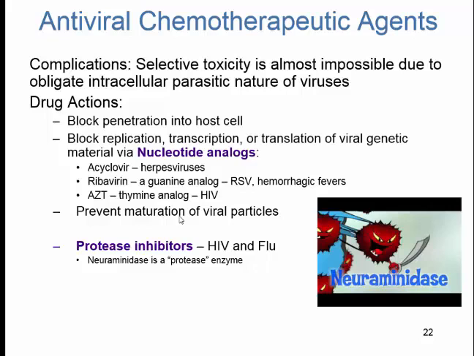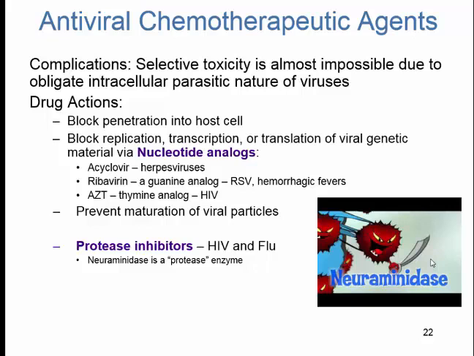And then protease inhibitors, a good example of that is from the video with the neuraminidase, which is so much fun. So neuraminidase is a protease enzyme. It cleaves various proteins, which is essentially the general term for a protease. And so in particular, neuraminidase cleaves the attachment proteins on the cell surface. And so by inhibiting this protease in viruses such as HIV and flu, you can actually inhibit their ability to attach and exit to the antiviral chemotherapeutic agents.